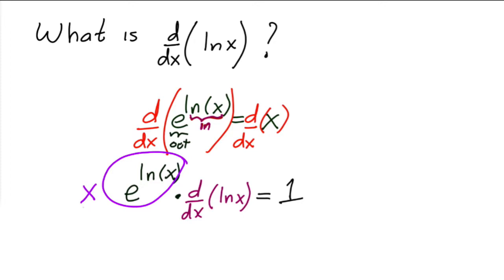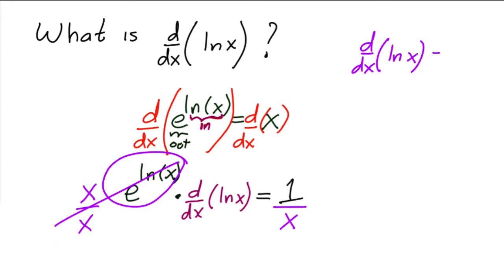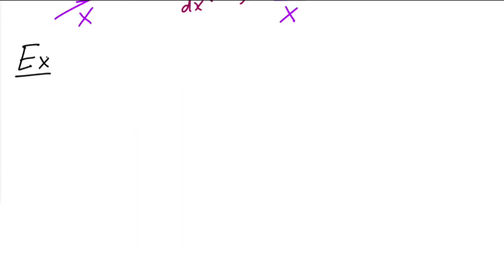Well, all you have to do now to finish this is divide both sides by x, and you get that the derivative of natural log of x is equal to 1 over x. And that's it. Okay, so let's do a couple of examples.